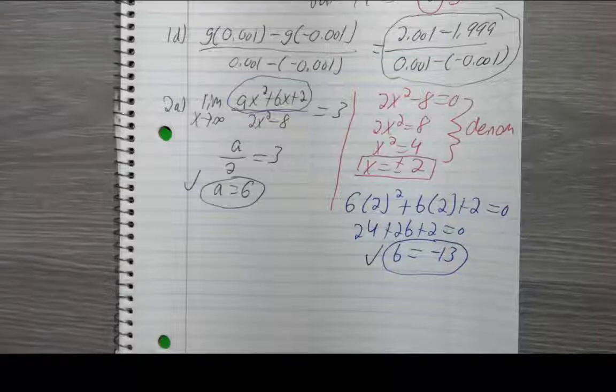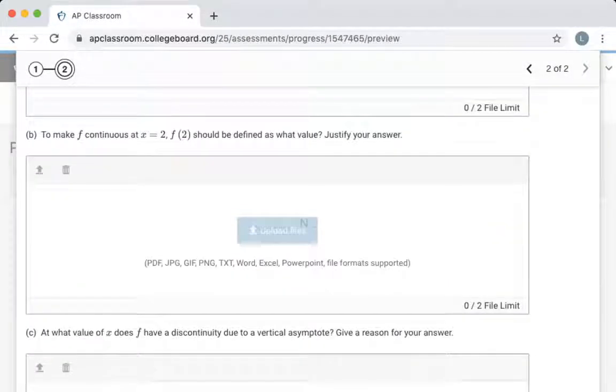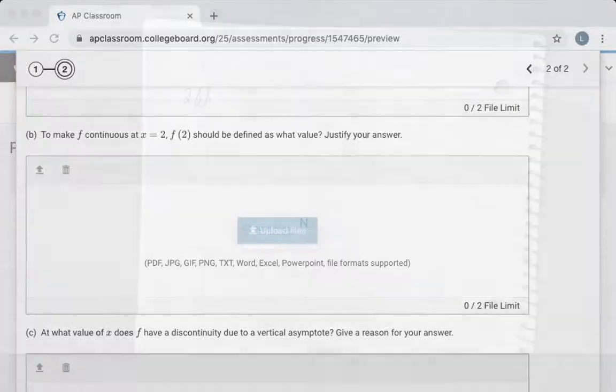All right, I'm going to flip the page here. Let's go back to my screen and look at letter B. Letter B says to make f continuous at x equals 2, f of 2 should be defined as what? This is what we call a beautiful removable discontinuity. Hopefully you guys remember that a little bit. We want to figure out what value f of 2 should be defined as in order to remove that discontinuity.